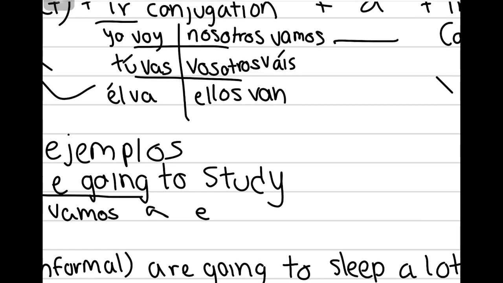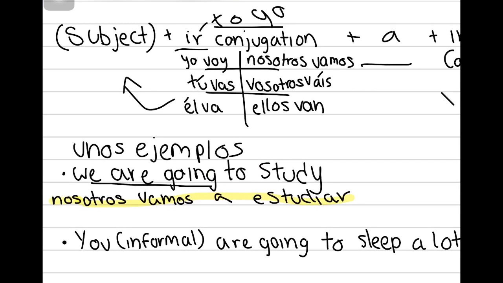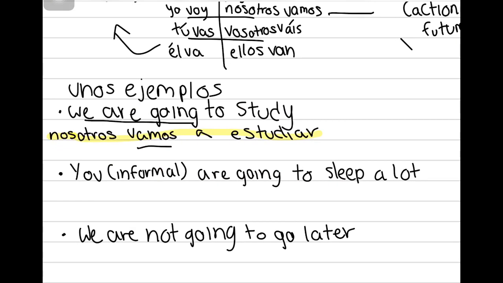And notice how we are not going to conjugate to study. As in, we're not saying estudiamos, we're just saying nosotros vamos a estudiar. So the only thing we're conjugating, or changing the ending of, is the go. We're only changing this. Estudiar stays the same. Okay? And estudiar is the thing that's going to happen in the future.